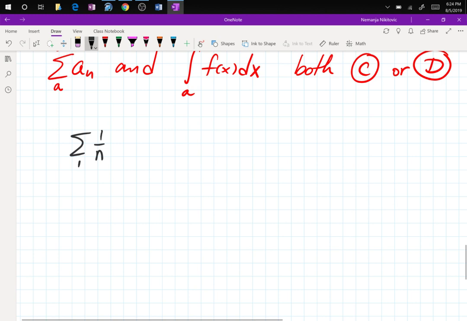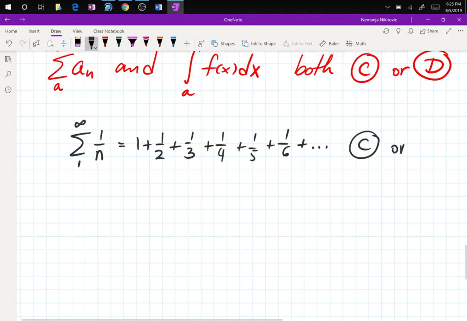Series 1 over n from 1 to infinity. Now this is adding all these numbers. 1 plus a half plus 1/3 plus 1/4 plus 1/5 plus 1 over 6 plus going on forever. Question is, does this sum converge or diverge?